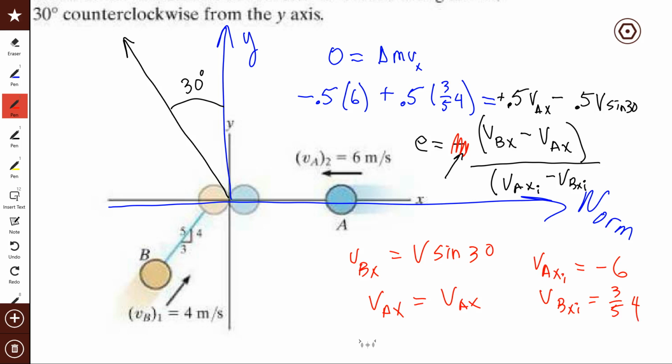How many unknowns? Let's see. VAX and just the 2. So I can solve it. I thought we had E. Well, okay, then 3. So I need another. Even if I gave you E, there's something you don't know about A. What do you not know about A? You don't know where it goes.